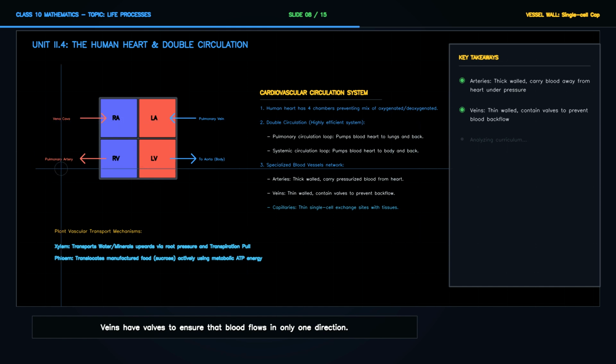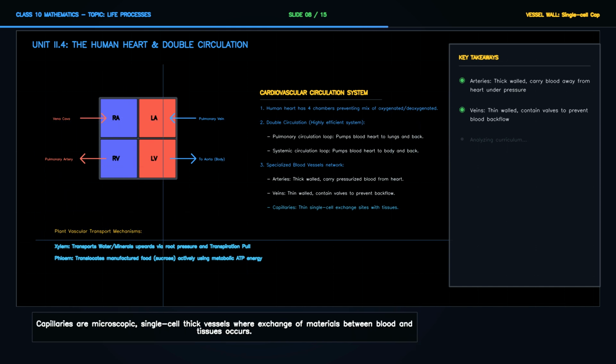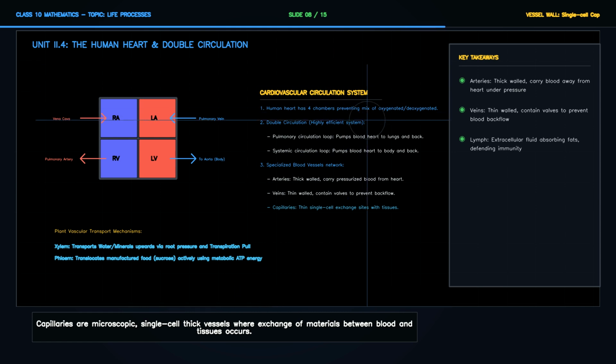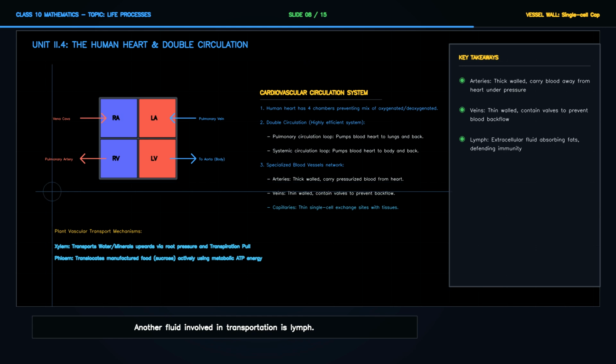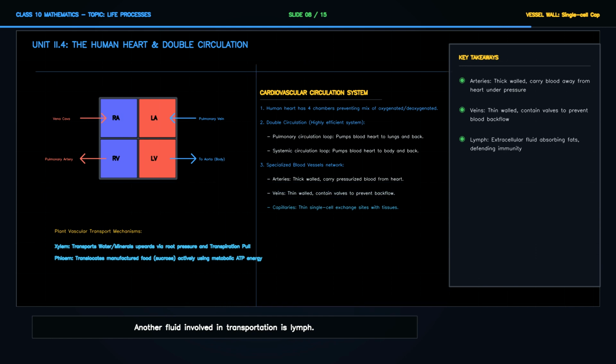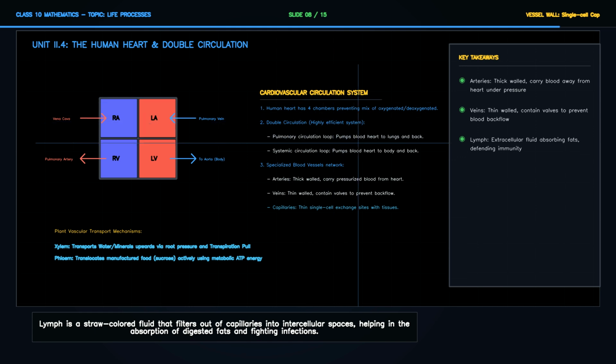Capillaries are microscopic, single-cell thick vessels where exchange of materials between blood and tissues occurs. Another fluid involved in transportation is lymph. Lymph is a straw-colored fluid that filters out of capillaries into intercellular spaces, helping in the absorption of digested fats and fighting infections.